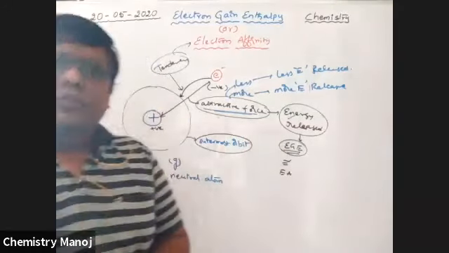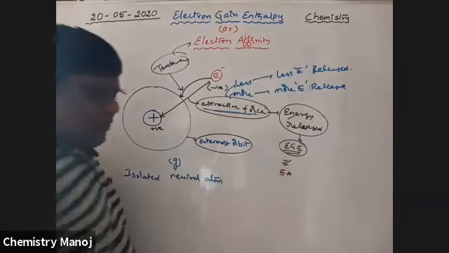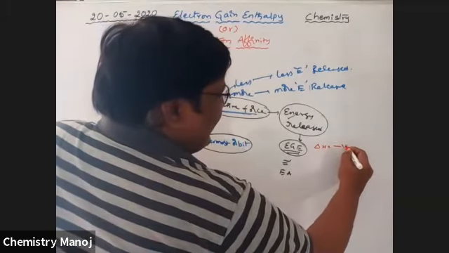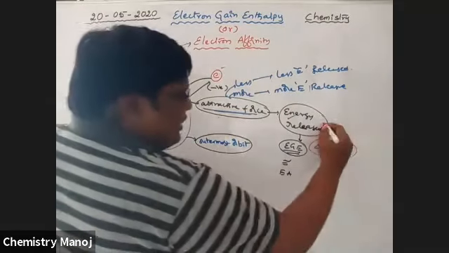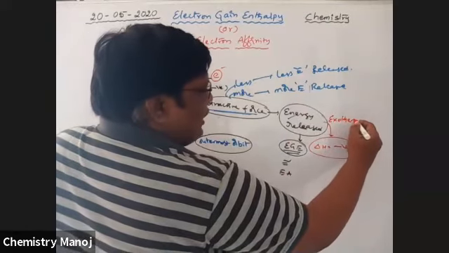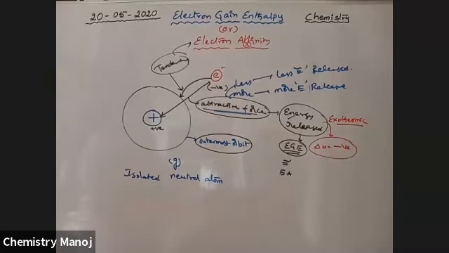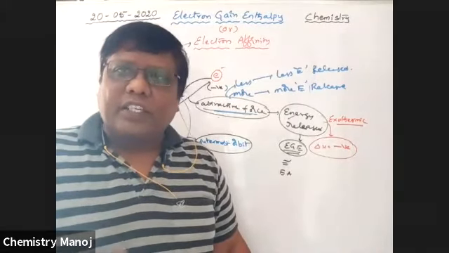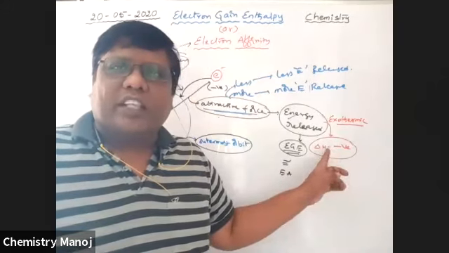Okay, so now electron gain enthalpy, that is energy release. Because of that, here enthalpy values are negative, because it is an energy release process. Whenever energy is released, that process is called an exothermic process. Energy release processes are called exothermic. Whenever a process is exothermic, delta H is negative, that is, the enthalpy change is negative.